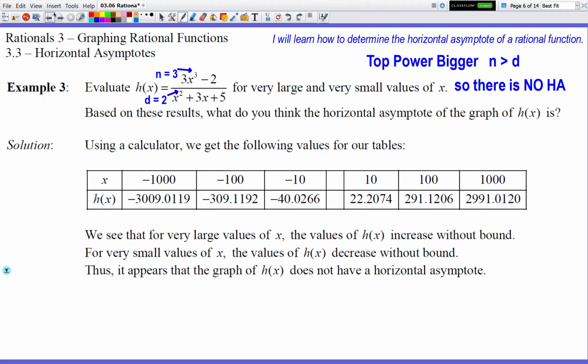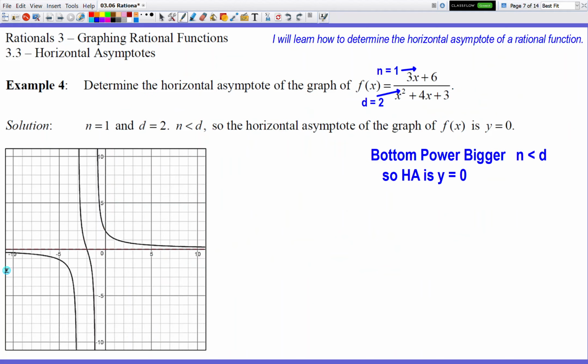Okay, so let's get to some live problems. Oh, actually, maybe not. I guess we have an example 4. Sorry about that. Okay, so top power is a 1. Bottom power is a 2. So the scenario that we are in is bottom power is bigger, because 2 is bigger than 1. And if the bottom power is bigger, my horizontal asymptote is y equals 0.